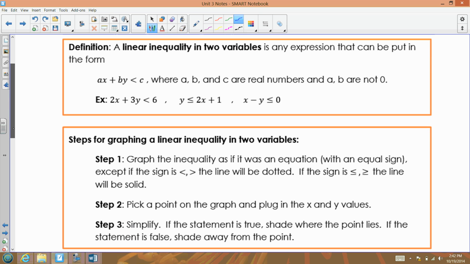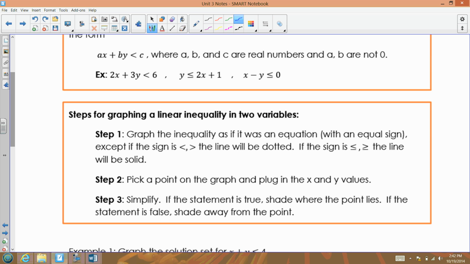Another important thing is how to graph these. So there's a couple steps. The first step is graph the inequality as if it was an equation with an equal sign. So we're going to kind of ignore the inequality sign and just pretend it has an equal sign and go ahead and graph using one of the methods that we talked about in the first couple of lessons.